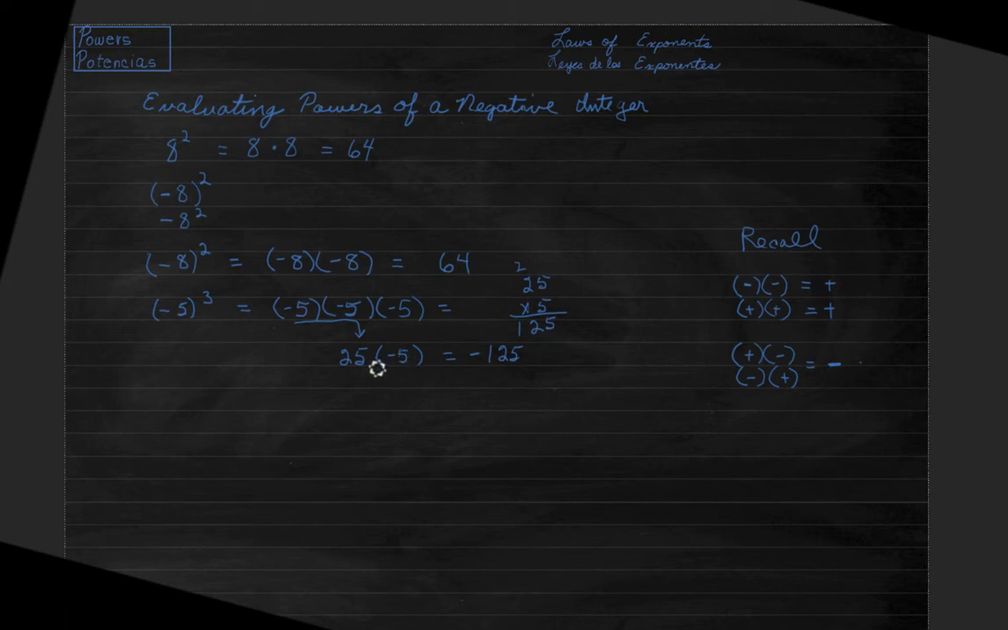So, multiplico los dos números, o multiplico los valores absolutos, que es nada más 25 por 5, y me da 125. Y 125 sale negativo por la regla. ¿Ok? So, multiplicando un positivo con un negativo, me da negativo.